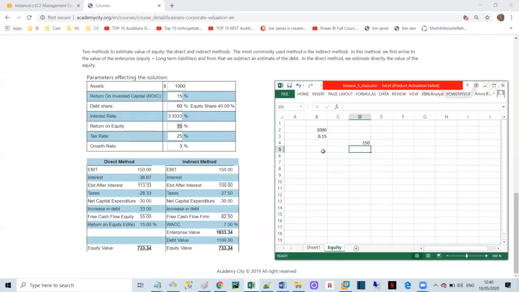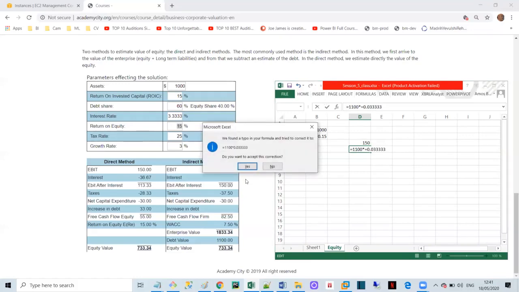Let's go and calculate it. I will take 1833, no, sorry, I'll take 1100. That's the value of the debt. And somebody should really ask a question and say that he is confused, and you're absolutely right. You should be confused. Times 0.033. That's the interest.